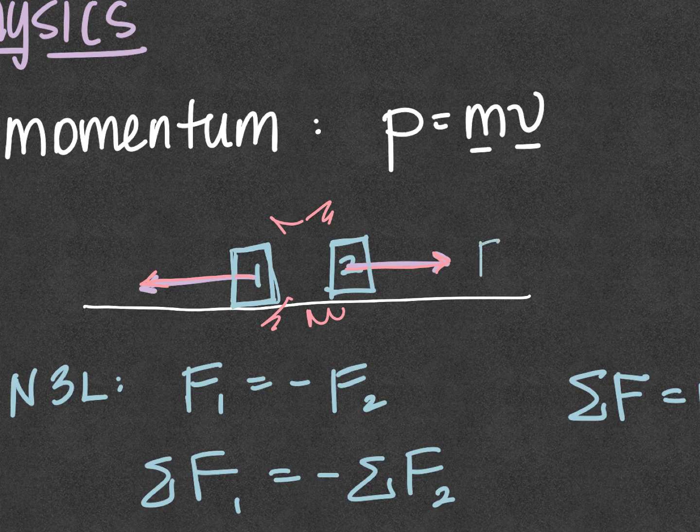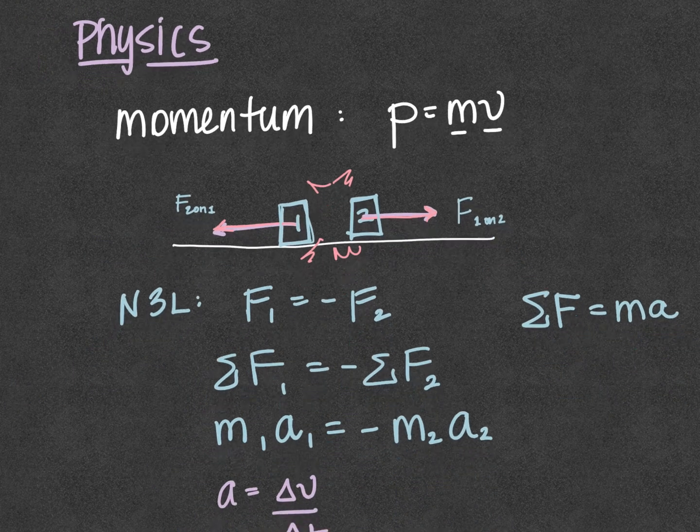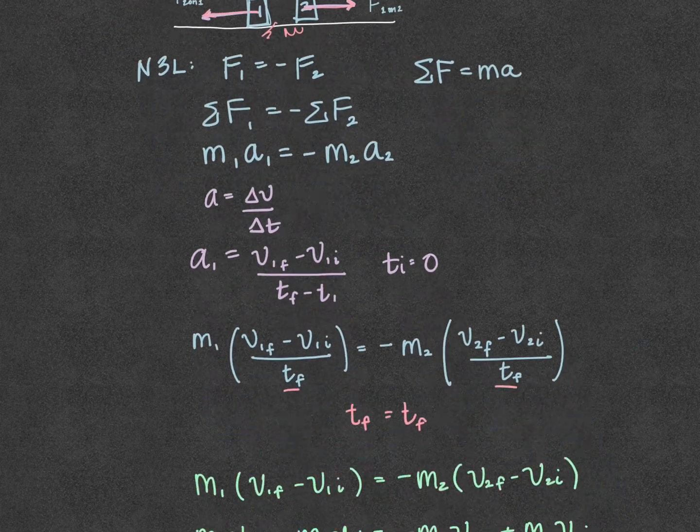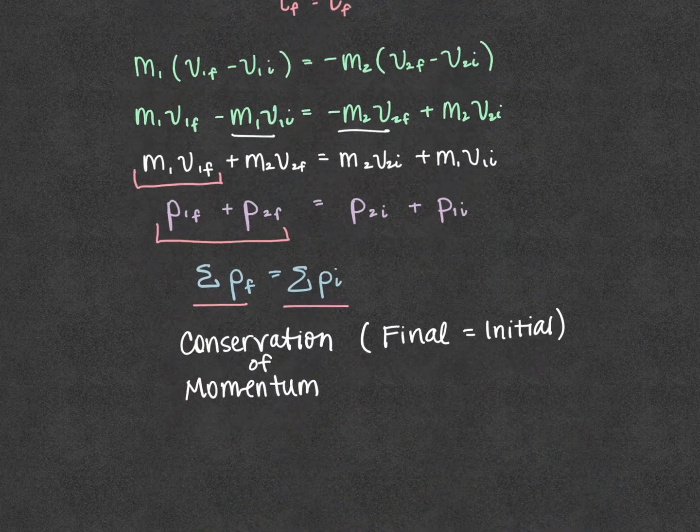Just the force from 1 onto 2 and the force of 2 on 1. Those were the only forces acting. So there were no external forces acting on our system of two objects.